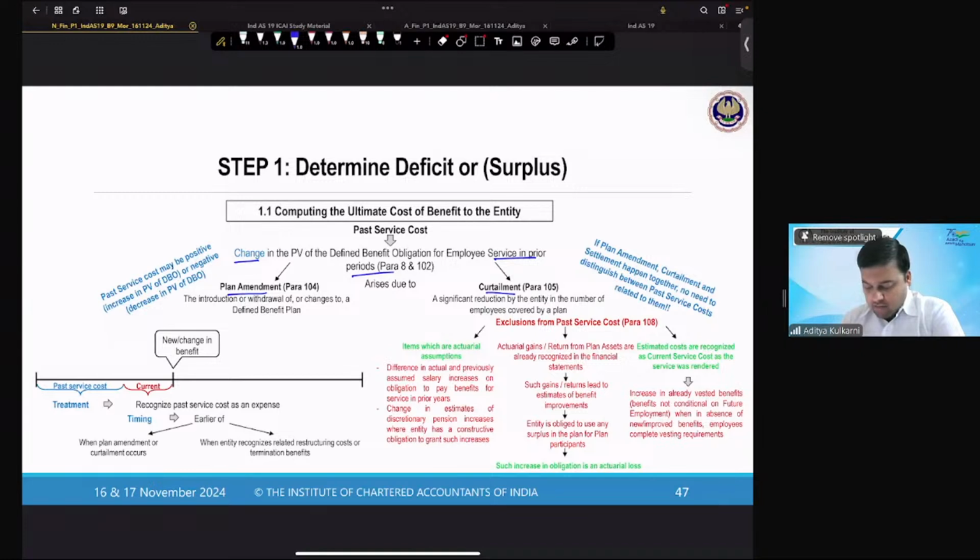So past service cost, we have seen this happens due to basically a plan amendment. Okay, so with that, let us move further.